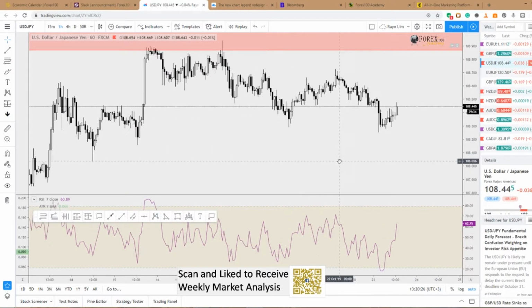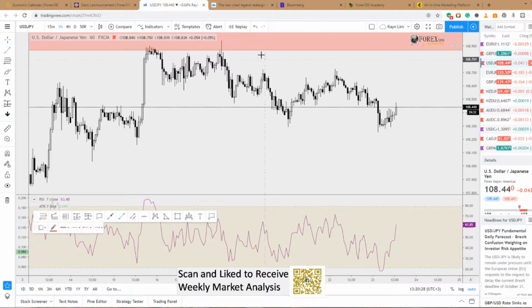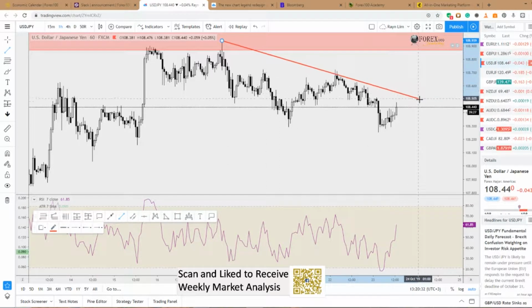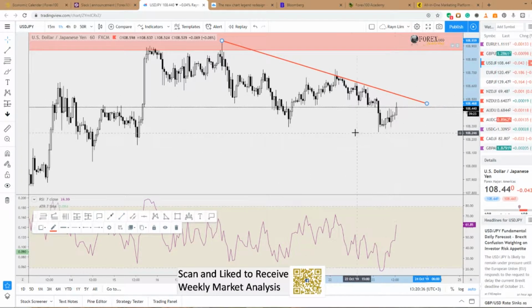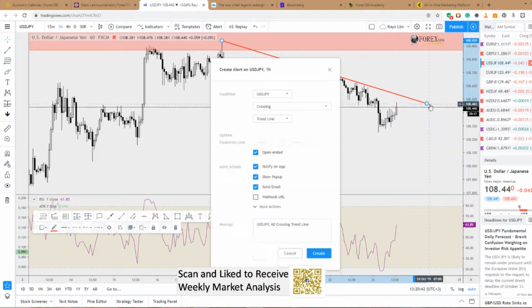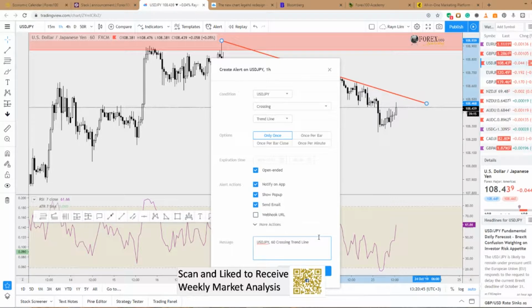So over here, you saw how the chart jumped just now, right? This is the trend line I'm looking at for a shorting opportunity. So what I can do over here is right click, add alert, 1 hour chart. Dollar Yen, H1, trend line, short.